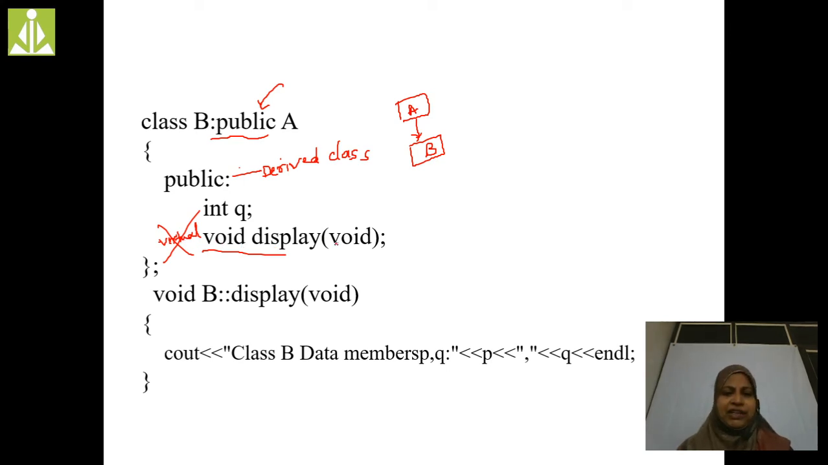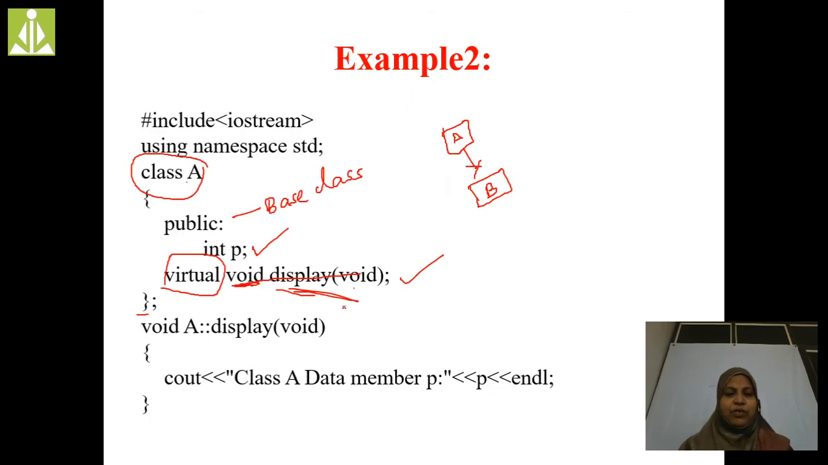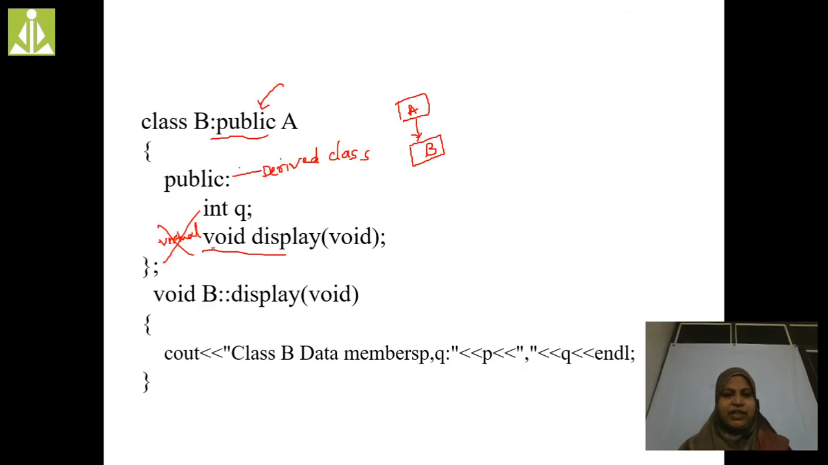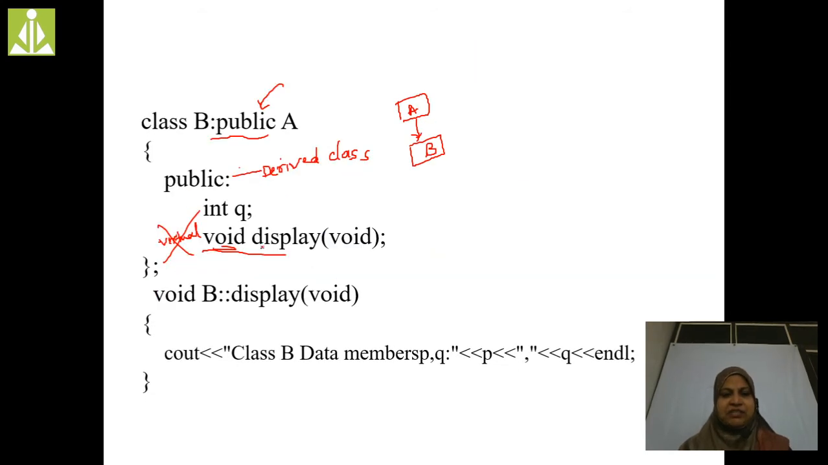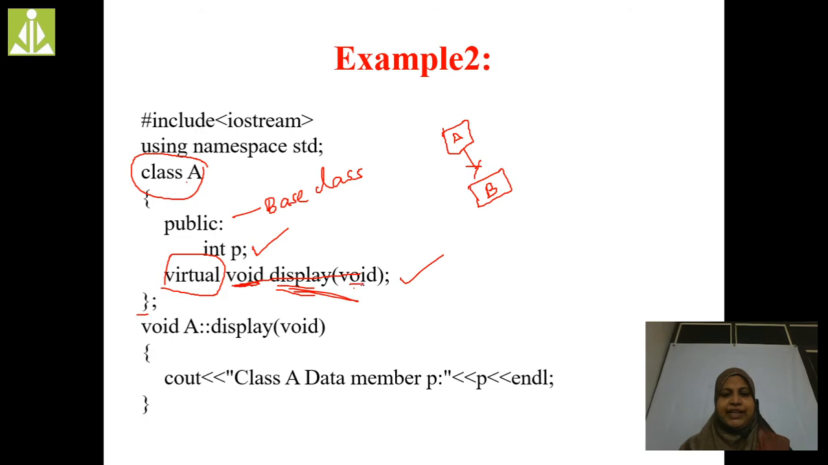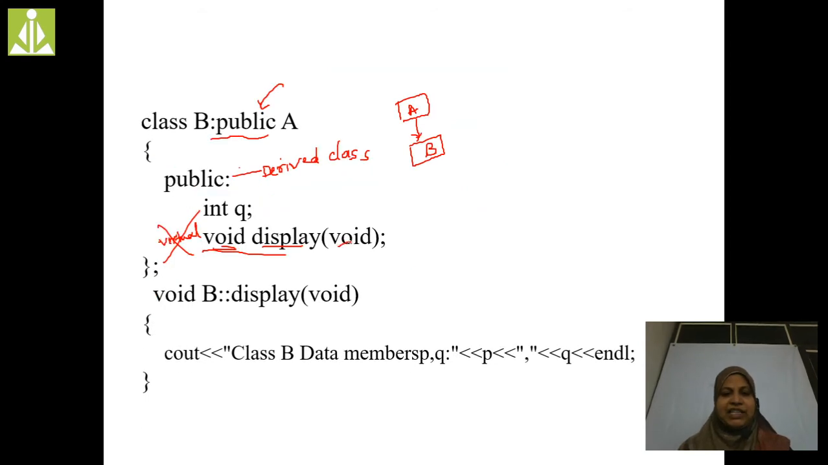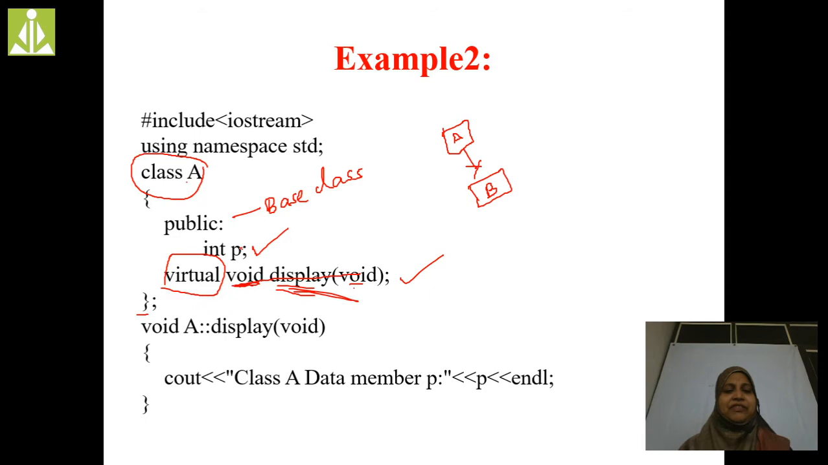Void display is a general method. Here void is there, here also void is there. The display method is there, and here also the display method is there. The return type void is the same, and we are not going to pass any parameters. The function name, return type and parameter list are the same as in its base class, but the difference is that in the base class we declared this void display function as a virtual function.